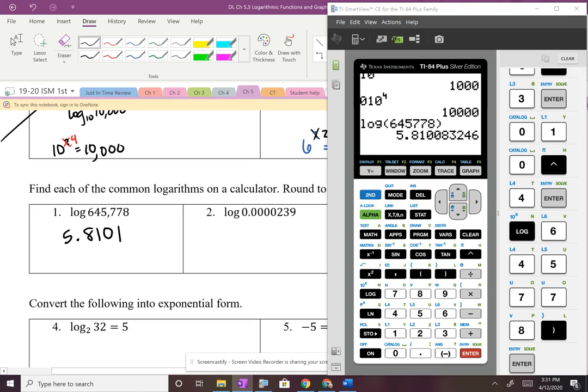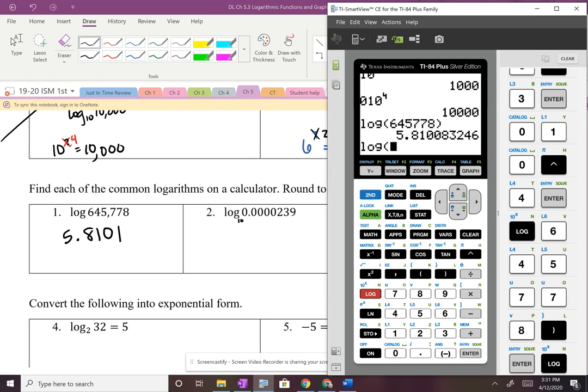The next one, this says log of 0.0000239. So this asks, what power do we raise that understood base 10 to get this really teensy tiny decimal? Now, I'm going to give you a hint here that this should be a negative. The reason is you can rewrite 0.0000239 as a fraction. So the only way to get from 10 to a 1 over something is going to be with a negative exponent. So we know our exponent is going to be negative here.